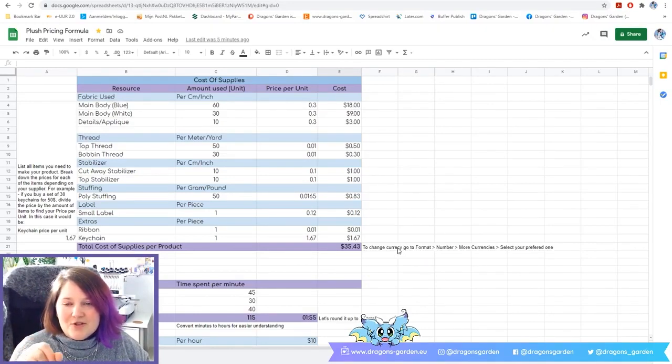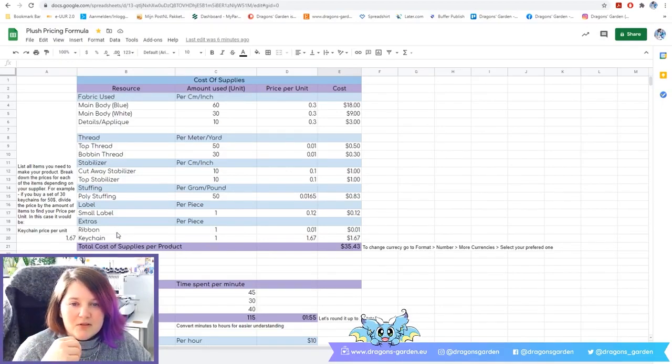So each product that you make is gonna have a list of supplies. I normally just put them in different categories like the fabric, the thread, stabilizer, stuffing, labels, or anything extra. For example, if you're making a keychain, then you need the keychain metal part or a ribbon. But for now, I'll just walk you through.